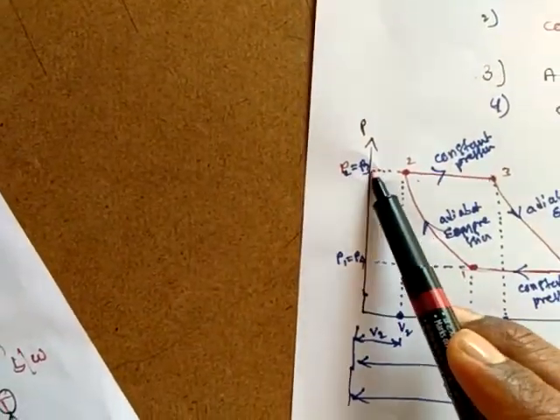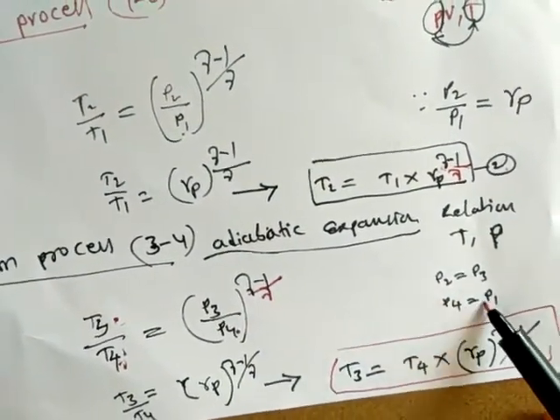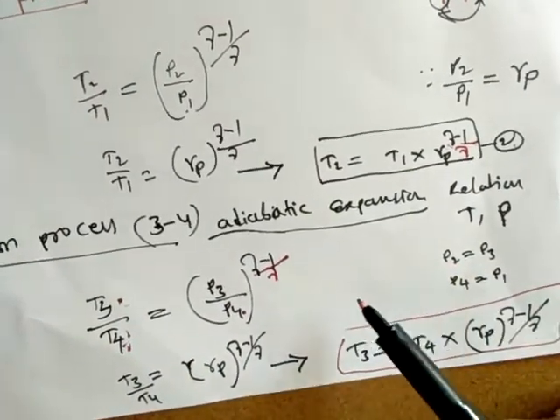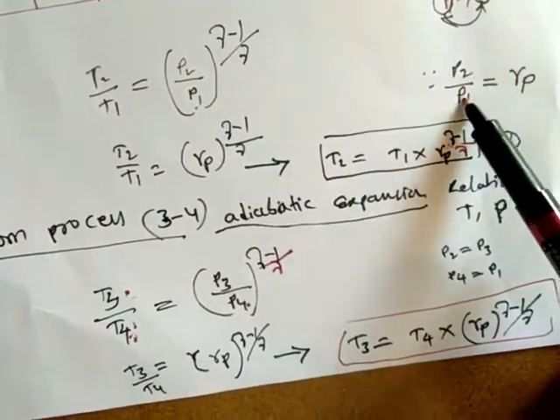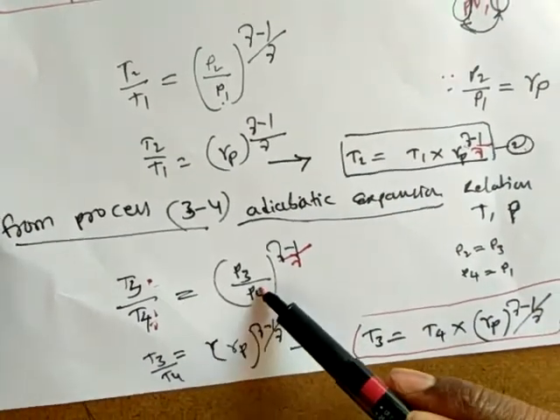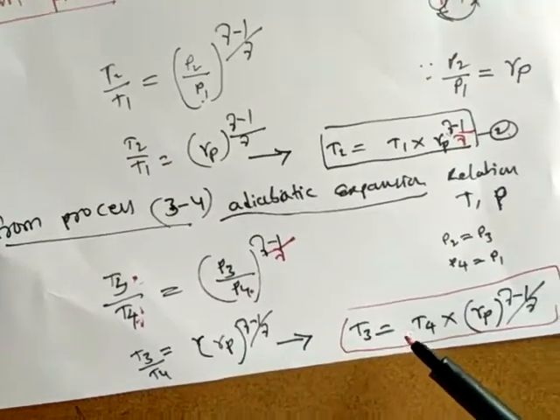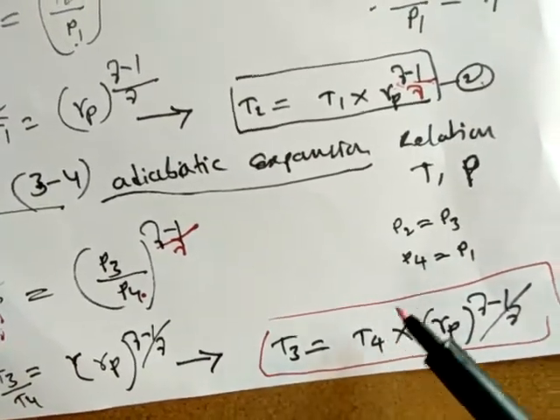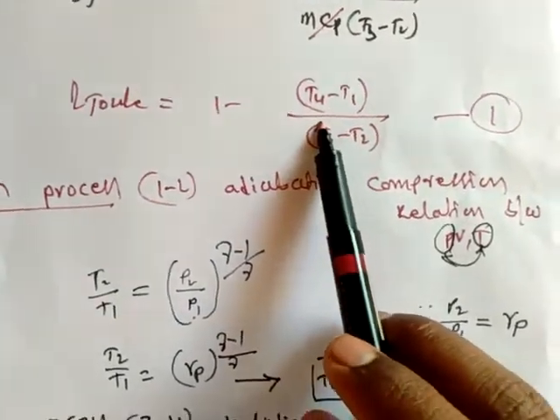From the PV diagram, pressure P2 is equal to P3, and P1 is equal to P4. So P3 is nothing but P2, and P4 is nothing but P1. Here P2 by P1 is our pressure ratio, so this is also the pressure ratio. T3 by T4 is equal to Rp to the power of (gamma minus 1) by gamma. From this relation, T3 is equal to T4 into Rp to the power of (gamma minus 1) by gamma. So this is the T3 value. Substitute these two values of T2 and T3 in equation number 1, and you will get the thermal efficiency of the Brayton cycle.